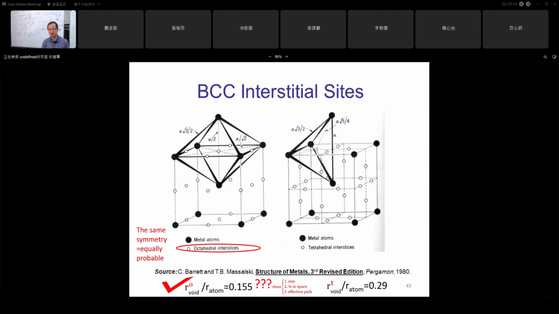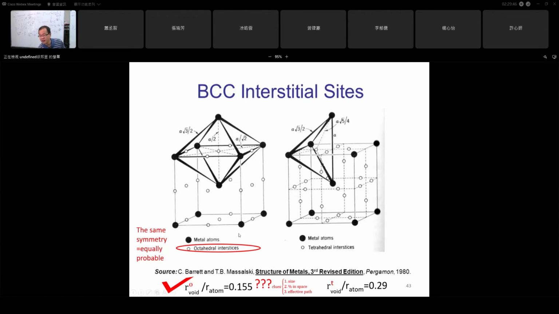So for BCC, your shortest distance is half A here. It's shorter than this one, right? This is A divided by square root 2. It's larger than half A. So of course you choose the shortest one, this one, A divided by 2. Okay, that's the interstitial diffusion. That's the shortest distance for the random walk between interstitial sites.